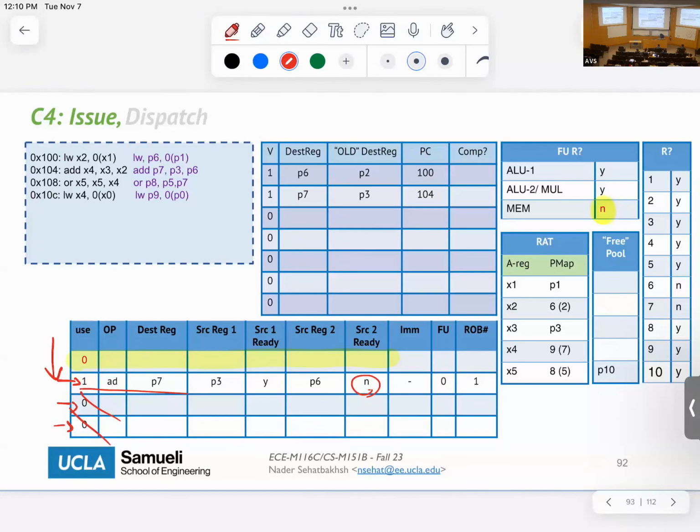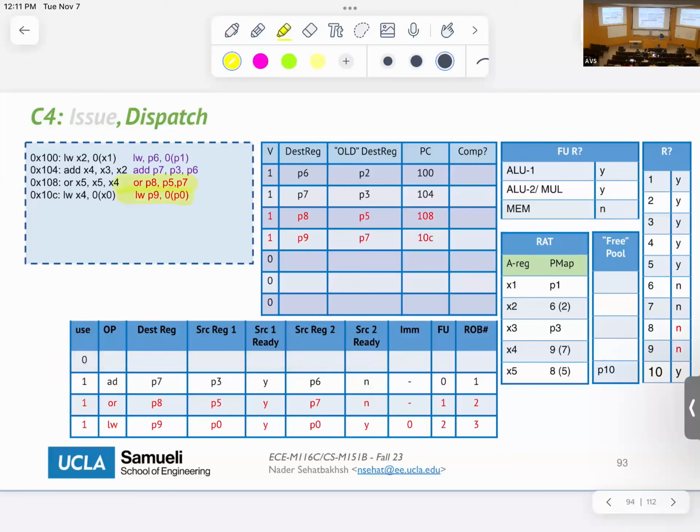Okay, I continue. This time I need to dispatch these two instructions, the bottom two. The dispatch is the same thing that we described before. First of all, we start with OR. We put the OR into this table. We put P8, we make P8 not ready, we put P5, we check whether P5 is yes or no, we put yes, we check P7, we see that it's no. There is no immediate in this particular instruction, and then the functional unit can be 1, and then the ROB is basically the same thing that we are putting here.